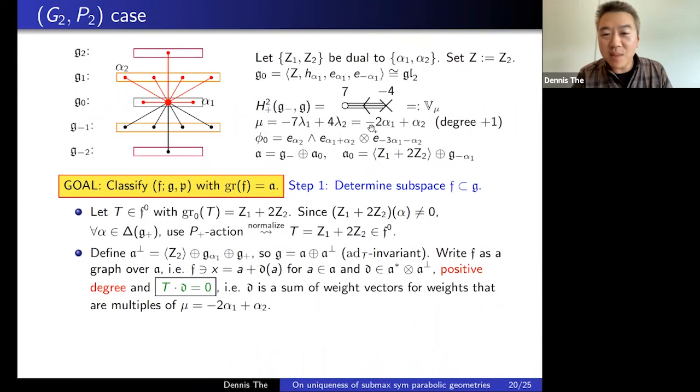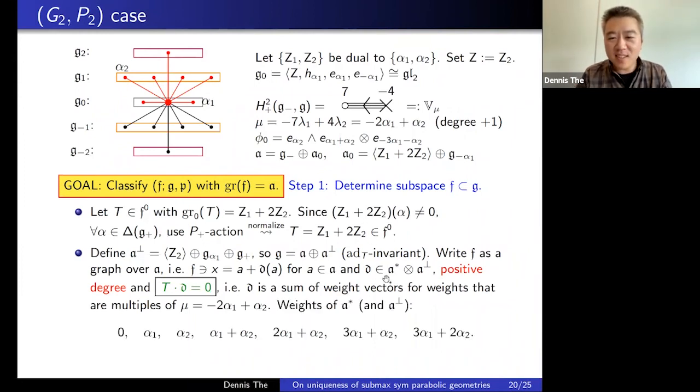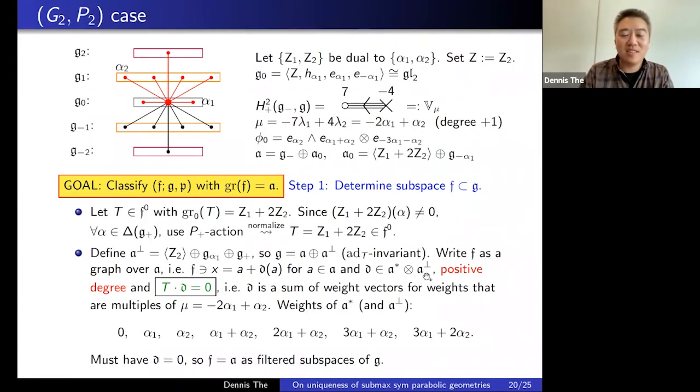Okay, in particular, notice, you have coefficients that are of opposite sign. But if you look at this space over here, A star, right? A was all negative stuff, or non-positive stuff. A star is all non-negative stuff. A perp is all non-negative stuff. But if I want to be multiples of this thing with opposite sign, you're heavily constrained. In fact, delta has to be equal to 0. So F is equal to A as filtered subspaces. So it's just an eigenvalue type argument here.